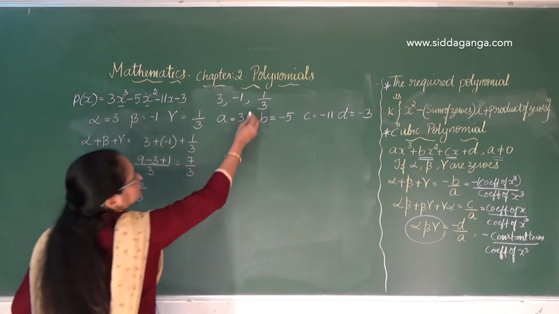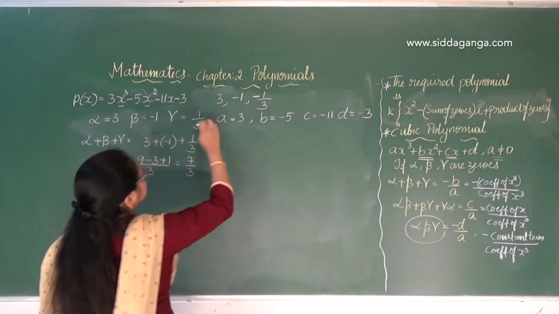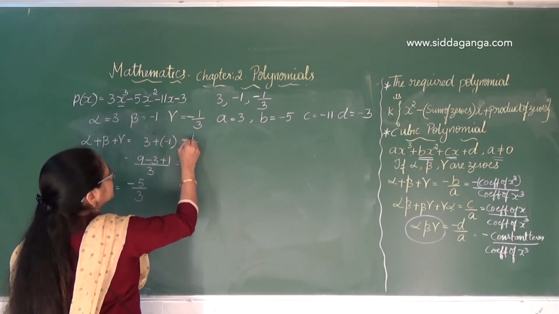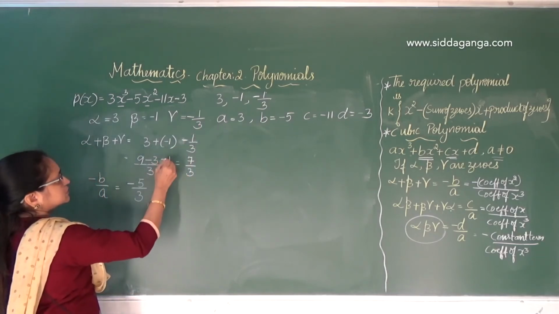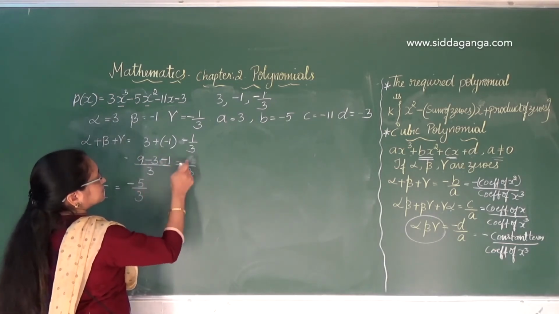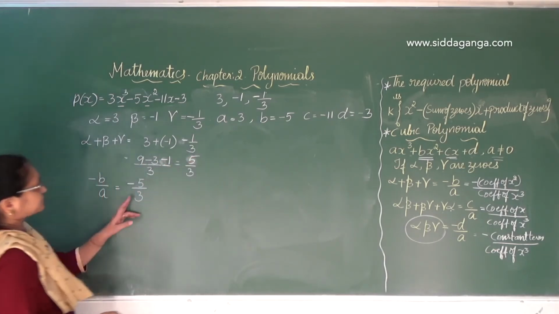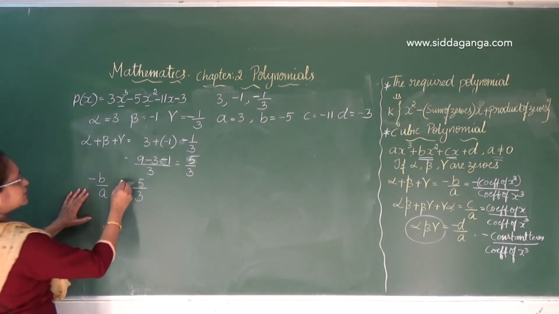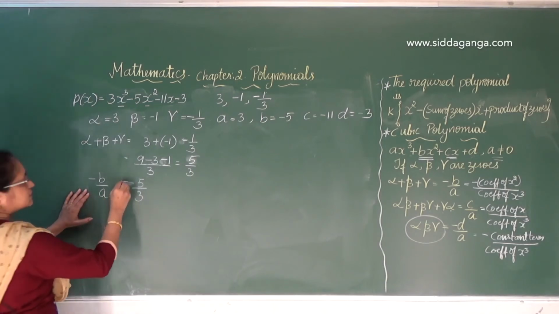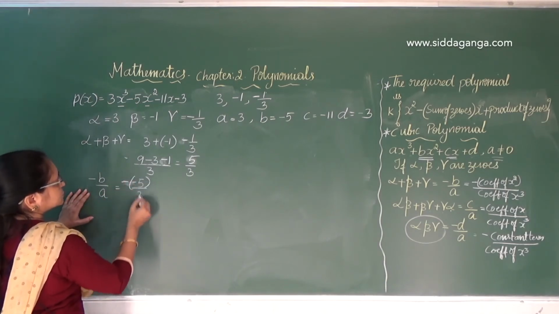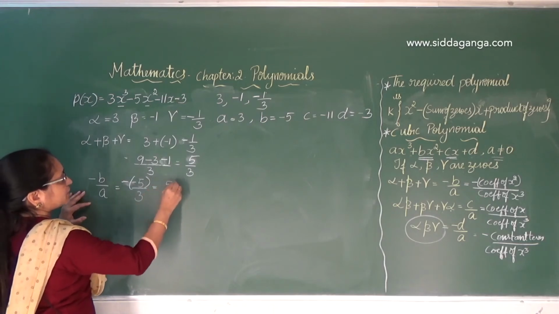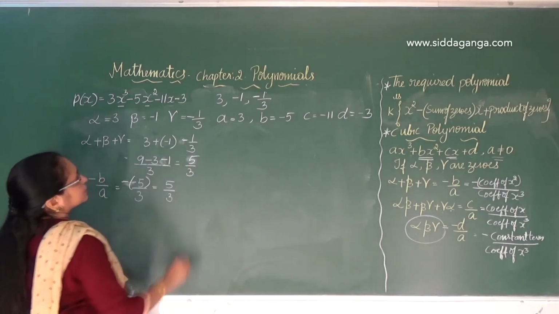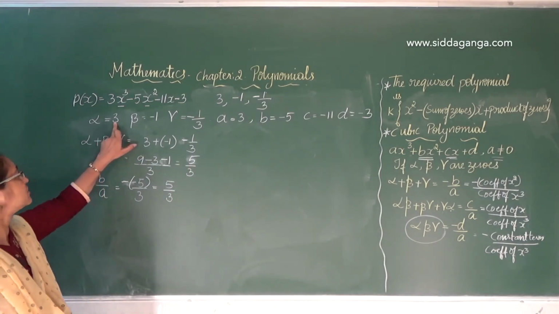Sorry, here actually it is minus 1 by 3. So, gamma is minus 1 by 3 and this also minus 1 by 3. So, here minus 1 by 3. So, 6 minus 1 is 5 by 3. So, minus of minus 5 is 5 by 3. See here, I hope you understood, sorry for that.